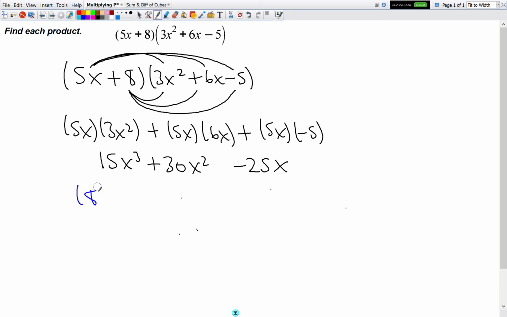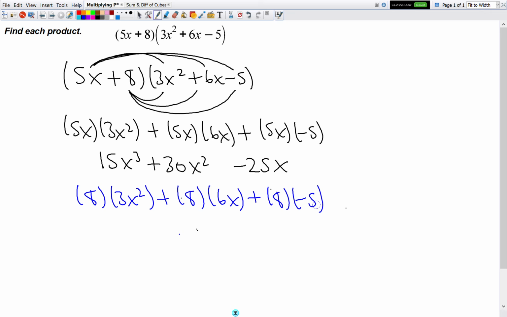So we got 8 times 3x squared plus 8 times 6x plus 8 times negative 5. Okay, so what do we get when we multiply all these together? So 8 and 3 make 24. And then let's count x's, so no x's there, 2 x's there, so x squared. Okay, and then plus 8 times 6, that's 48. And then count your x's, we have 1x here, no x's there, so just 1x total. Okay, then plus again, then 8 and negative 5 make negative 40.